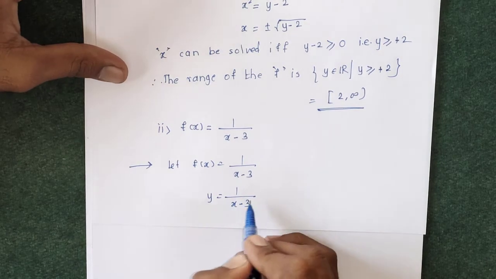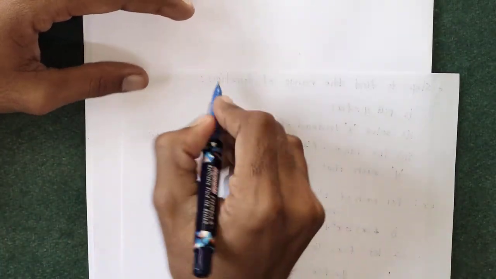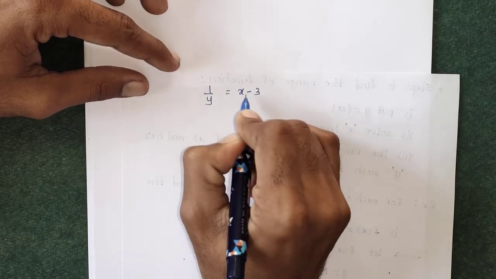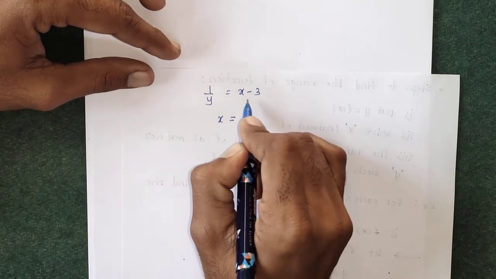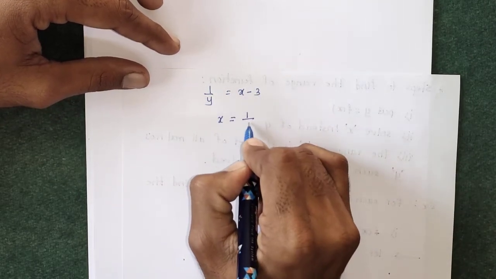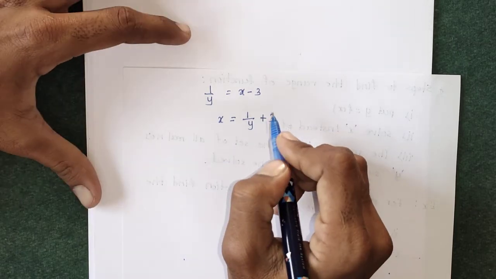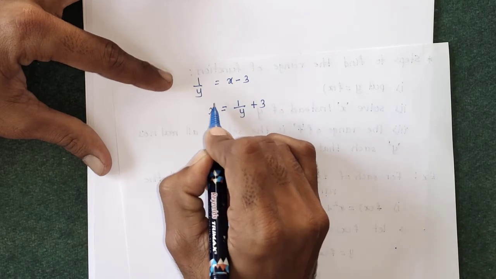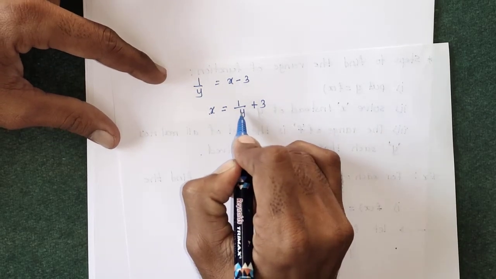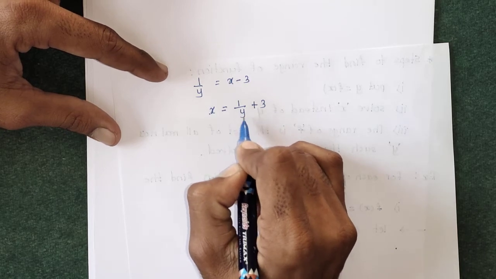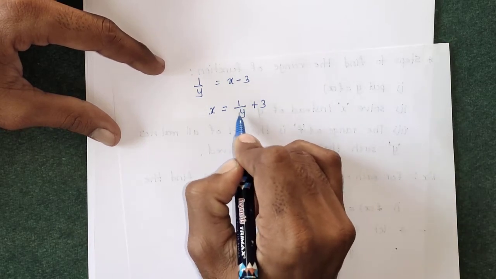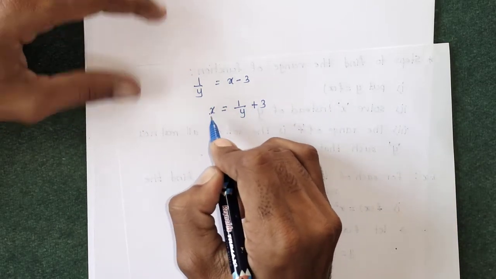We have to find the value of x. If you take the reciprocal on both sides, then we get 1 upon y is equal to x minus 3. We have to find x equal to something. So, x is equal to 1 by y, and this minus 3 will become plus 3. So, x is equal to 1 by y plus 3, and this x can be solved, that is, the value of real number x is possible only when y is a non-zero number. If y is equal to 0, then 1 upon 0 is infinity, plus 3 will again be infinity. So, if y is equal to 0, then we cannot find the value of x in real numbers.